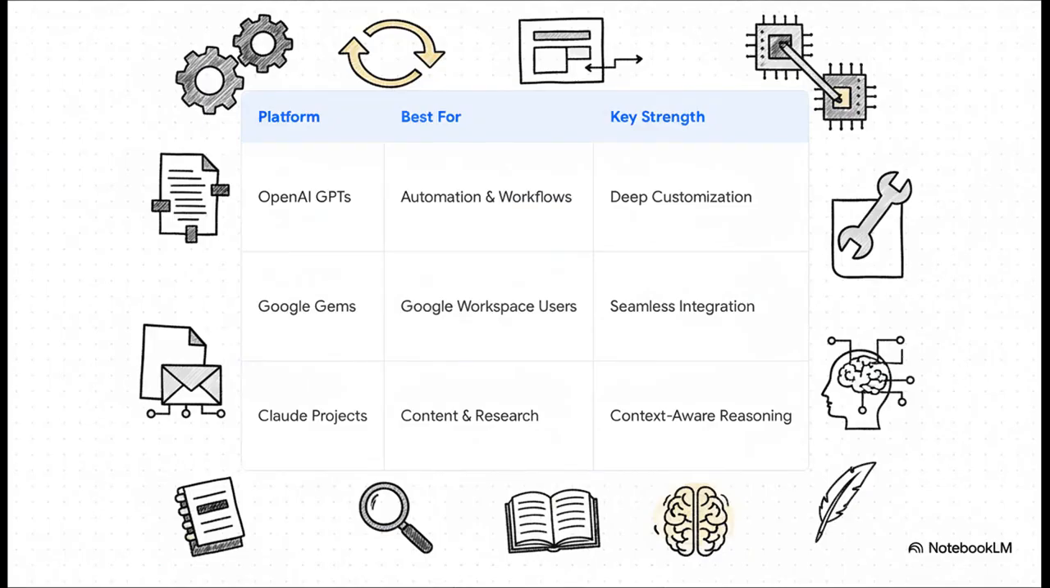This table is a really nice high-level look at things. So, if you're looking for super deep customization and building out complex automations, OpenAI's GPTs are probably your best bet. But if your team lives and breathes Google Workspace, then GEMs are a no-brainer because that integration is just seamless. And then you've got Claude, which is an absolute powerhouse for anything involving heavy-duty research or content because of its amazing ability to understand context.